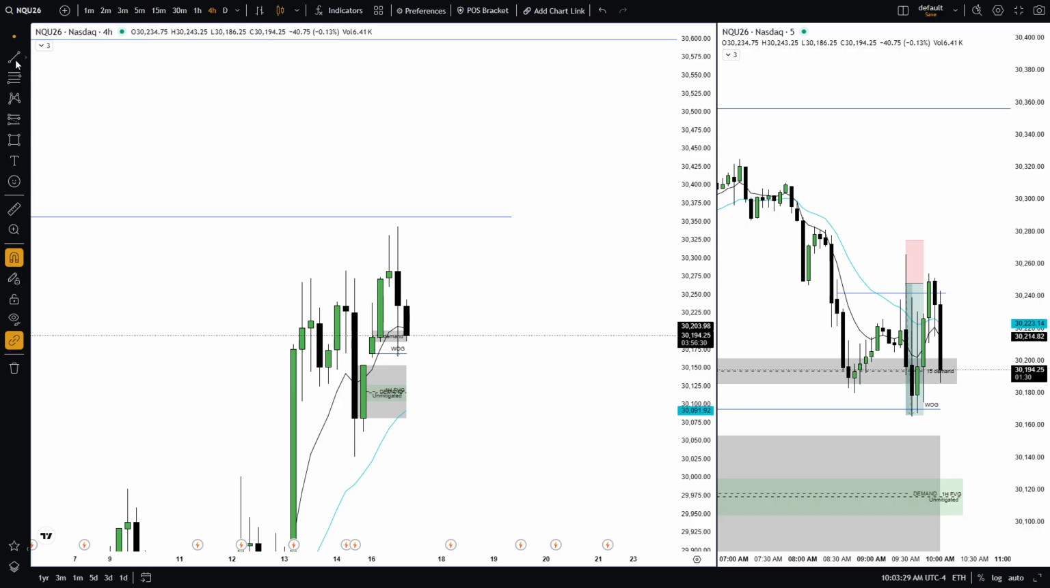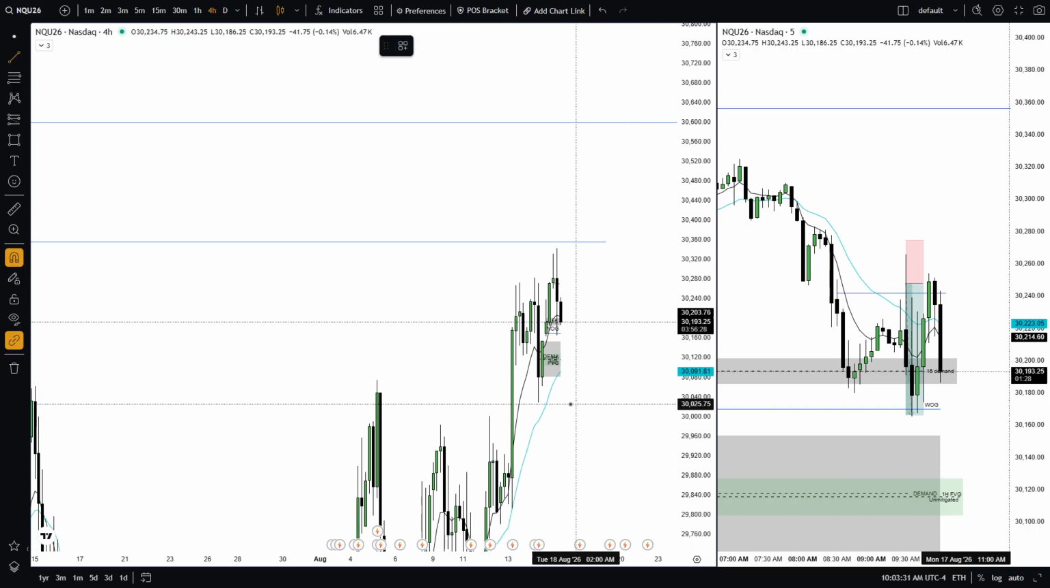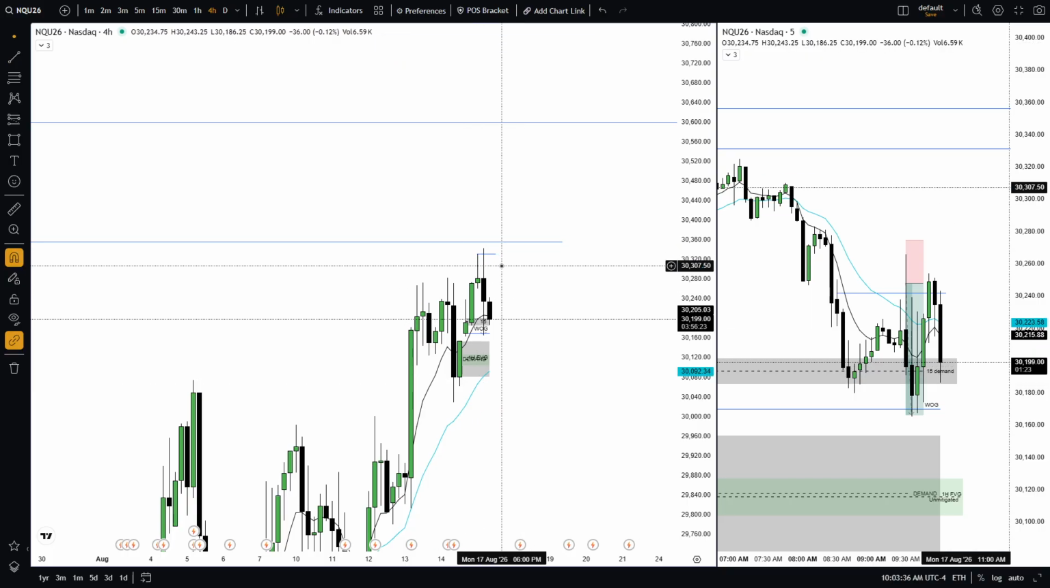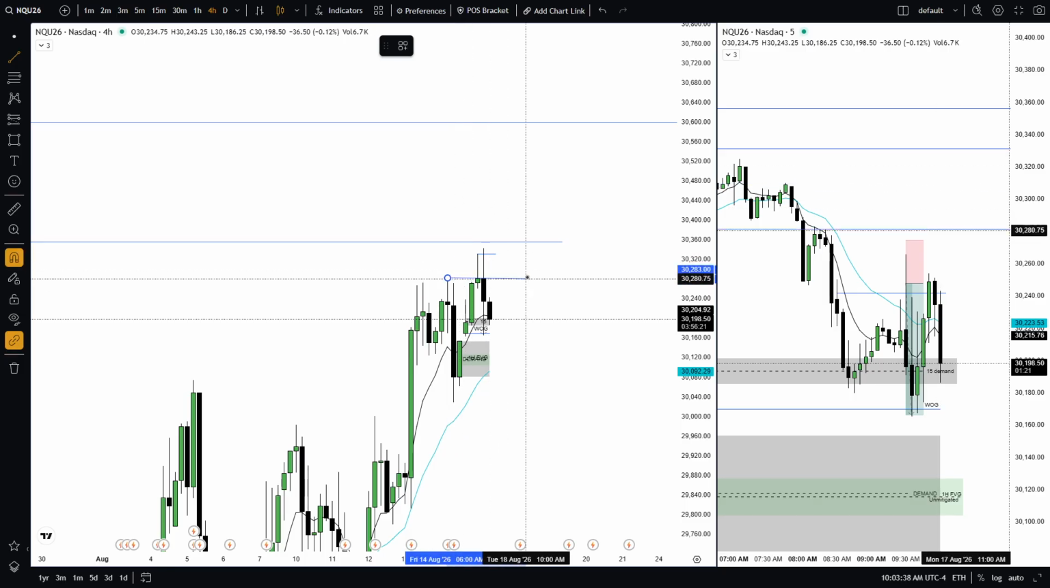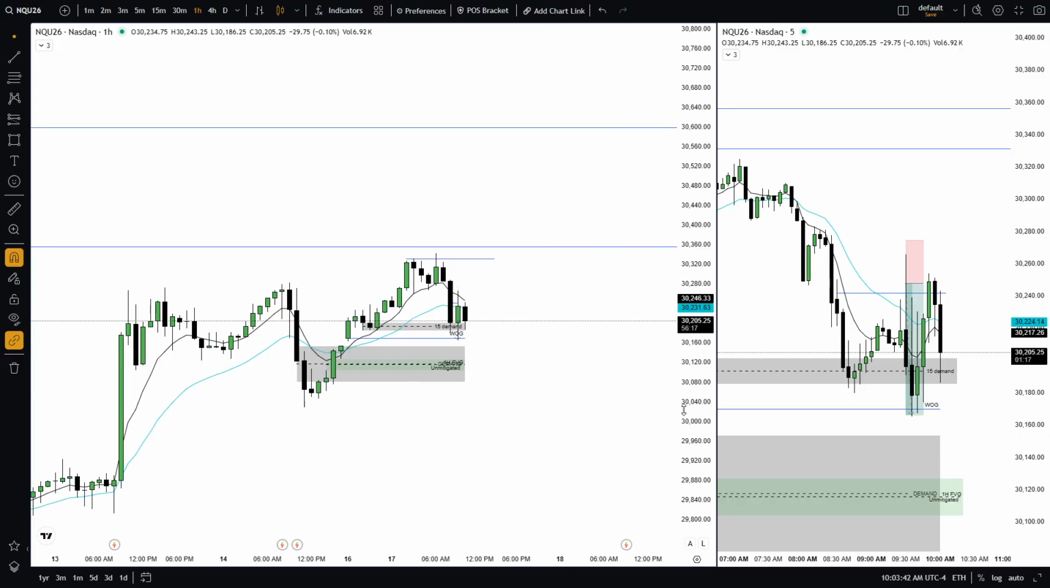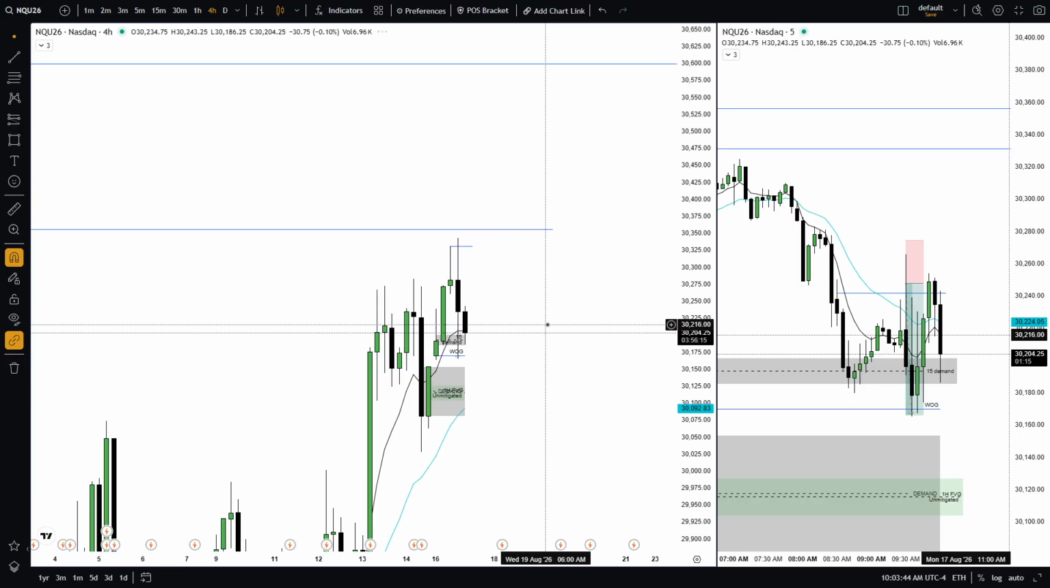What are we looking for? We're looking for some type of mitigation, some type of sweep of liquidity to the upside, right? Which we do have, right? We have this sweep, and then if we're looking left to right as well, you have this sweep, right? So let's go to the 1 hour. Okay, so to clear up the 4 hour, this is clear shorts.